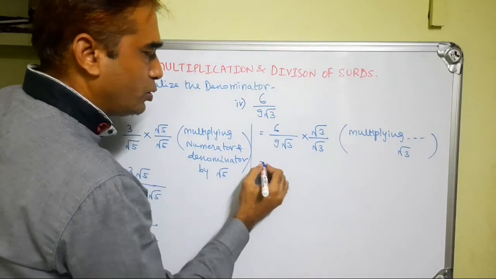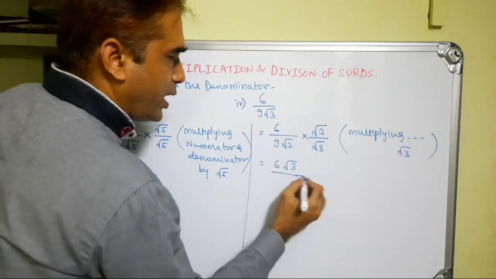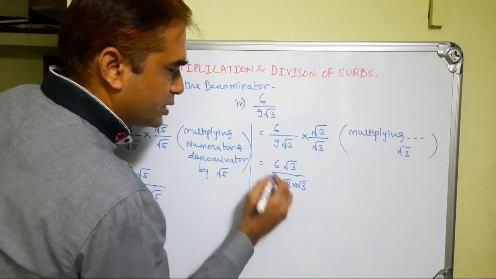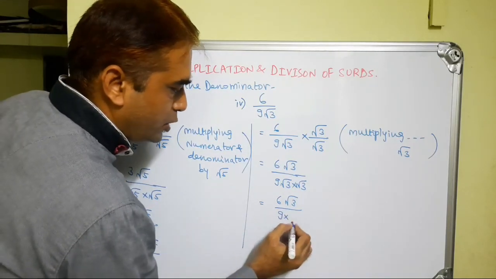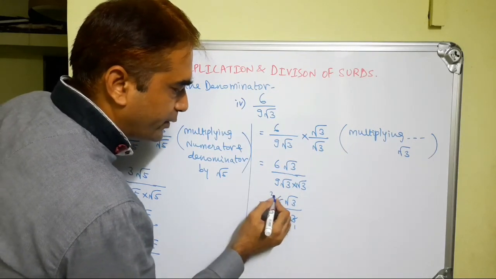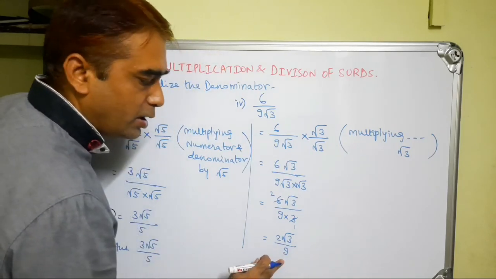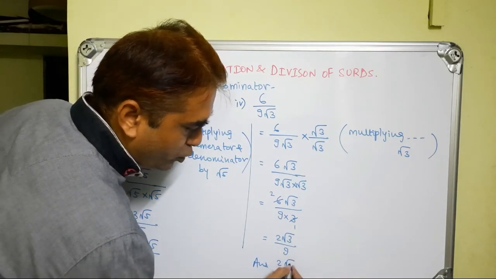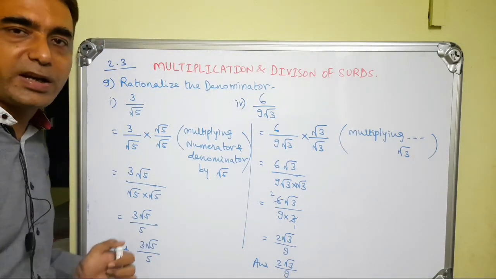Okay. So 6 into root 3, this is 6 root 3, and 9 root 3 into root 3. So this is 6 root 3 upon 9 into root 3 is 3. Now 3 goes into 6 2 times. So this will be 2 root 3 upon 9. The denominator is rationalized here. This is the answer, 2 root 3 upon 9. In this way you will complete this practice set 2.3.